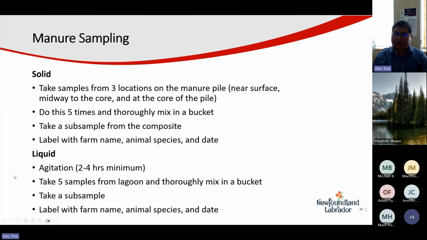For liquid manure, on dairy farms, we normally see the big concrete manure pit, and they have an agitator. Some have not only one, but 2 agitators in the manure pit. Agitating basically mixes it well to get a sample that is truly representative of the manure pit. Again, you need to take a subsample and label it with farm name, animal species, and date.